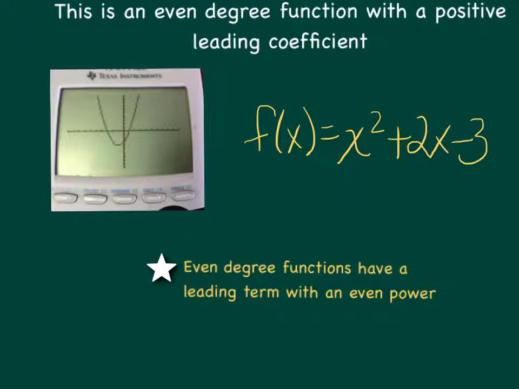This is an example of an even degree function with a positive leading coefficient. And as you can see from the graph, it is a parabola opening up, and it has 2 zeros. The even degree functions have a leading term with an even power. That's why it's important to take note of the degree and the leading term.